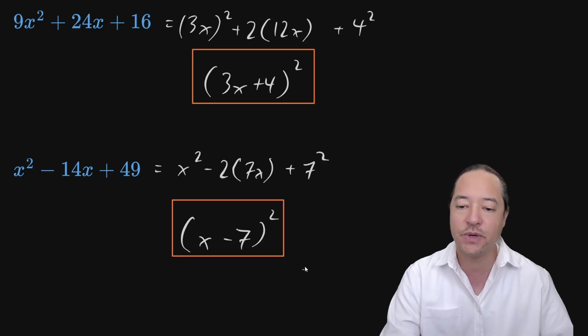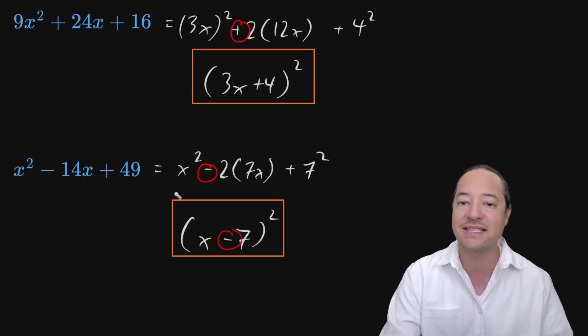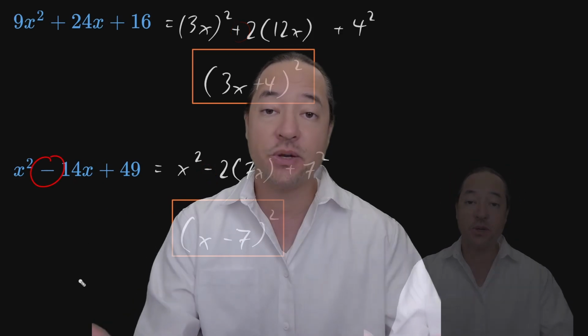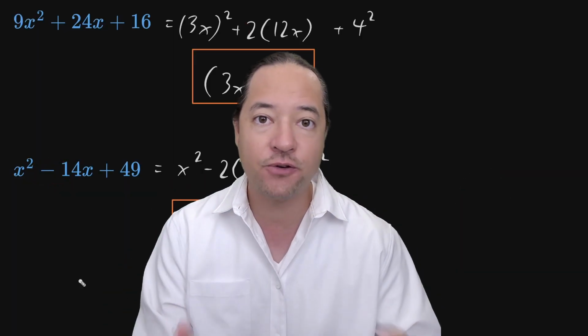That's how we can do this. The sign in the middle is going to depend on the sign of the second term in the quadratic. So there we go, this is perfect square trinomials. It's a handy formula to have on you.